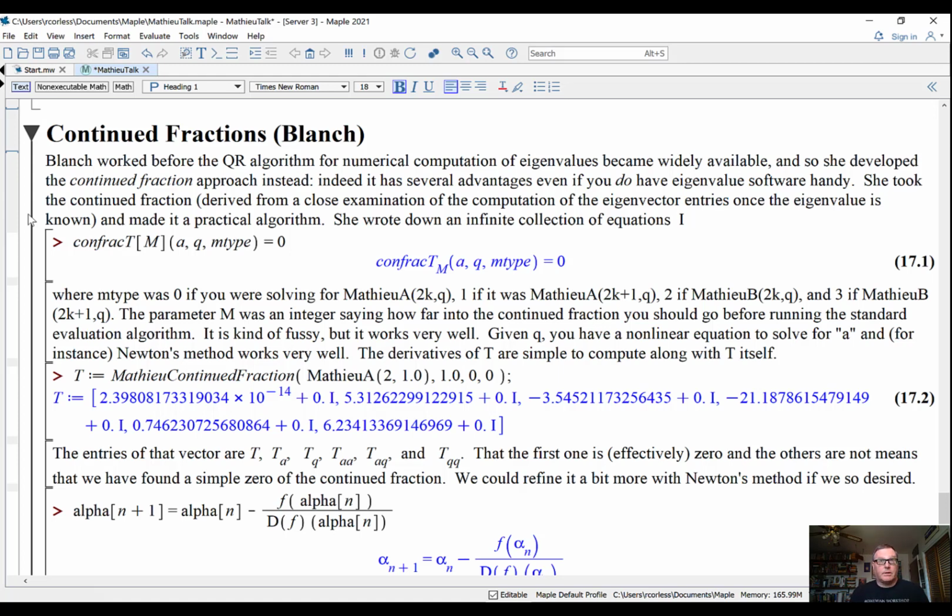1961, 1960, about the same time when Blanche was winning this award. So it's possible she might have known about the existence of these algorithms in theory, but this is long before LAPACK. So it's long before you had libraries implementing these wonderful algorithms.